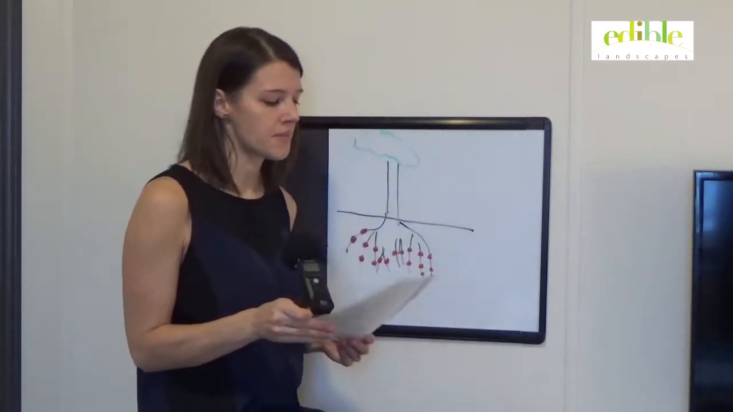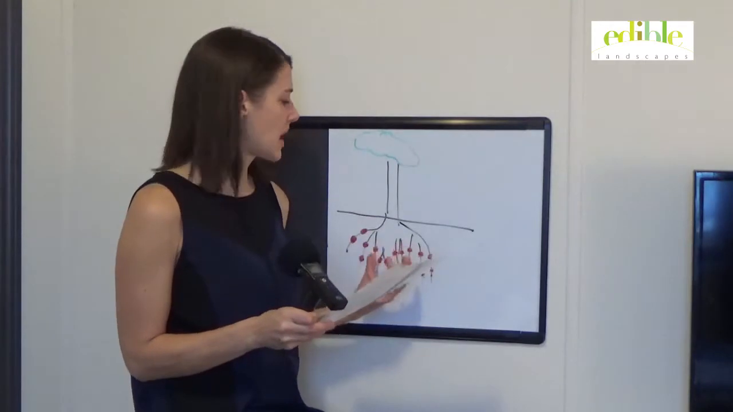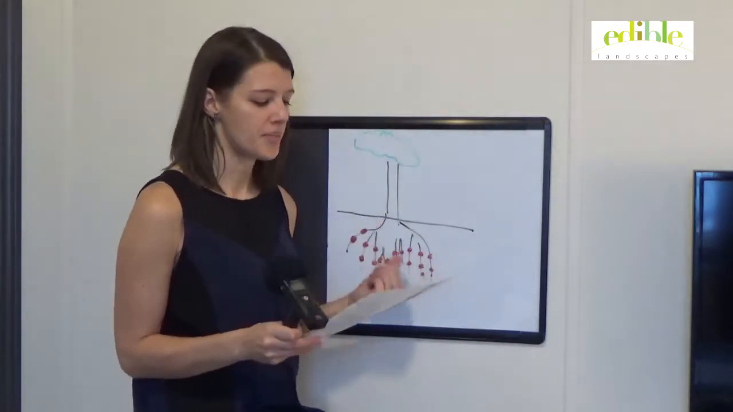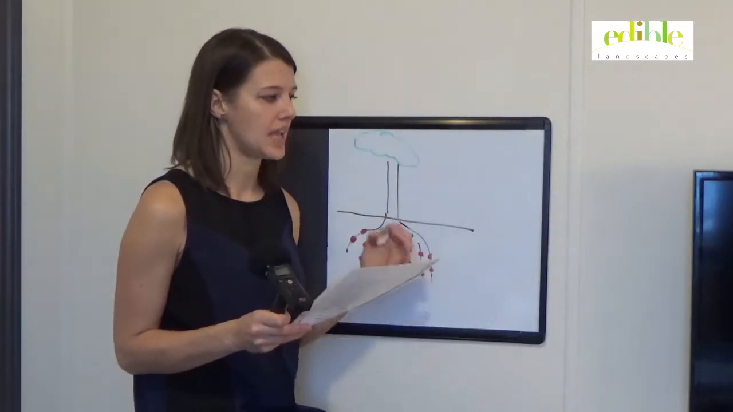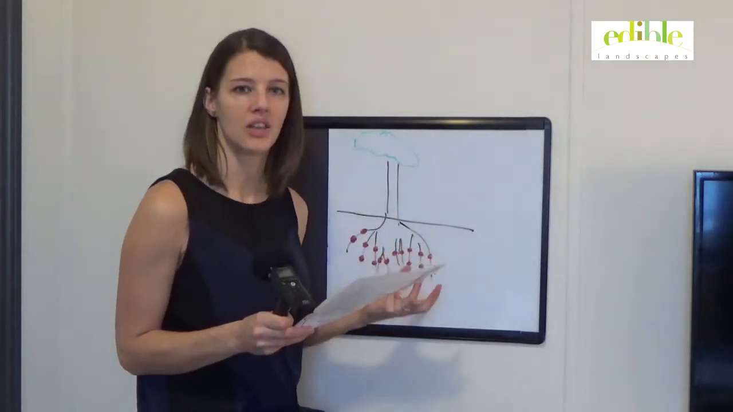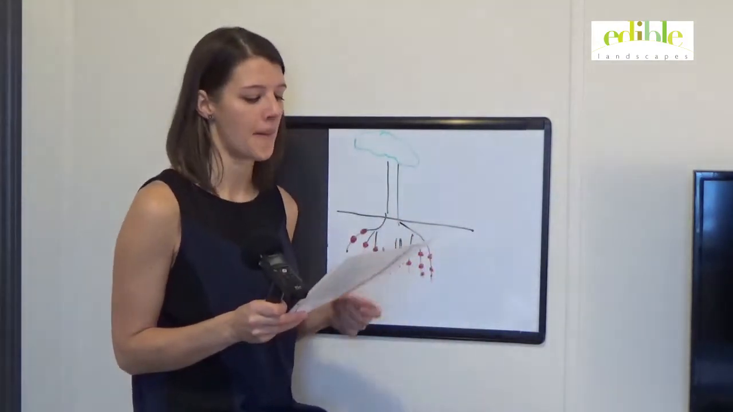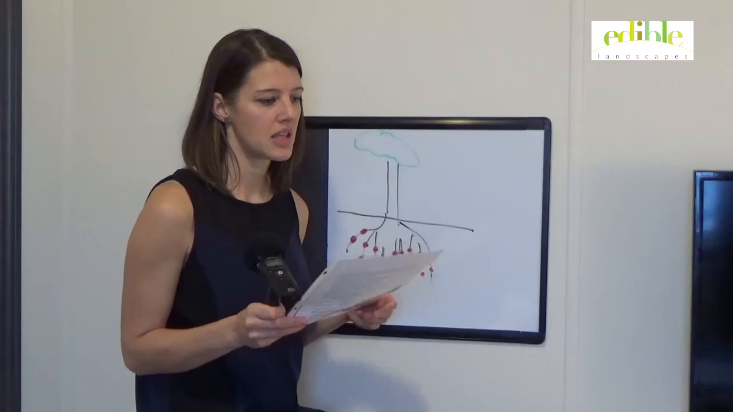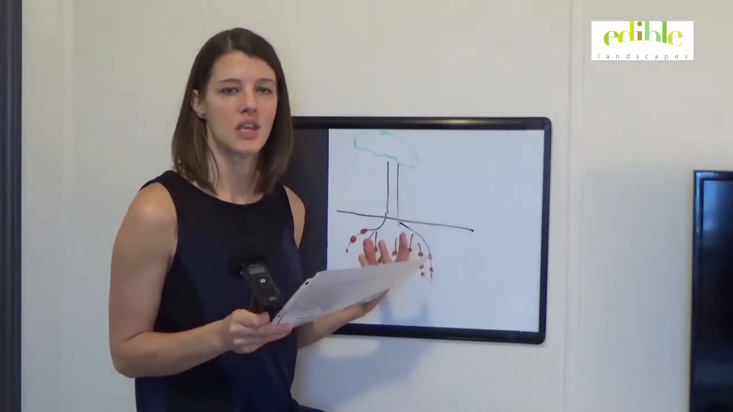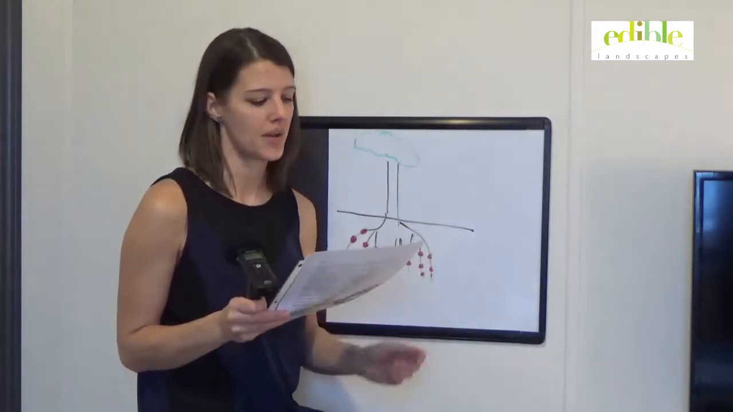And so the bacteria actually use the starch from the trees not only as a food source, but also to make a gel that helps them all stick together. And this gel is what forms the crumb structure of our soil.